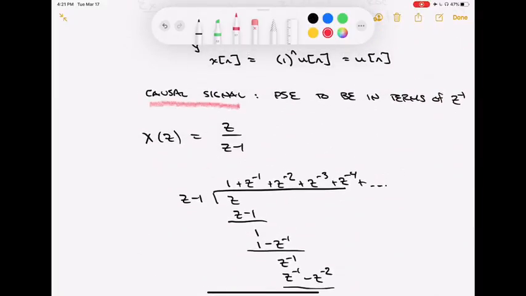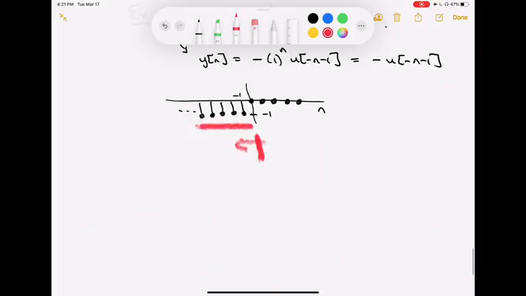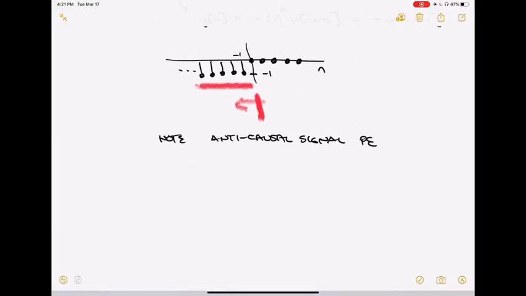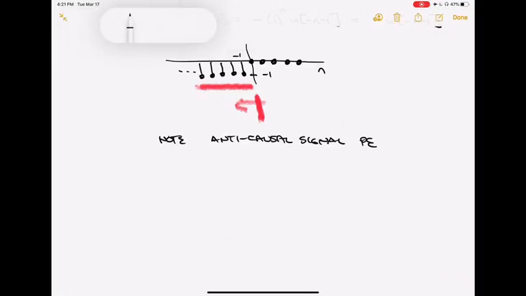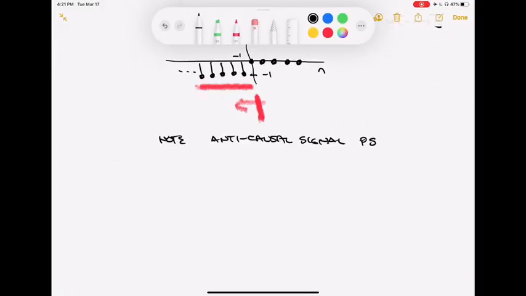If we go back up to where we had looked before, for a causal signal, we wanted the power series expansion to be in terms of negative powers of z because everything was to the right of 0. Now we're looking at the case of this anti-causal signal. So I'll just write that down as a note here: for this anti-causal signal, we want that power series expansion in terms of positive powers of z.